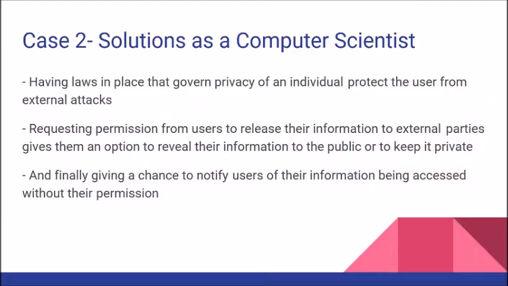So case 2, solutions as a computer scientist. Having laws in place that govern privacy of an individual protect the user from external attacks. Requesting permission from the users to release their information to external parties gives them an option to reveal their information to the public or to keep it private. And finally, giving a chance to notify users of their information being accessed without their permission.